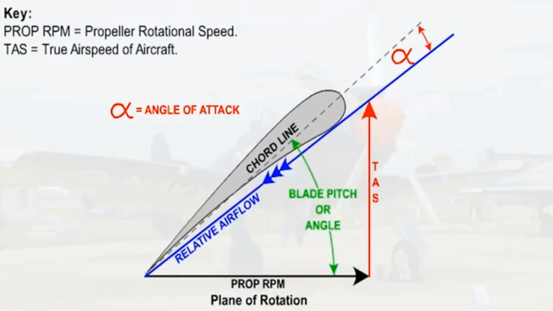A fixed-pitch propeller receives its relative airflow from a direction governed by the aircraft's true airspeed in the direction of flight and its own RPM in the plane of rotation. The operating angle of attack will be the angle between the relative airflow and the chord line of the propeller blade. This chord line will be set at an angle to the plane of rotation, that is, the blade angle or the propeller pitch angle.